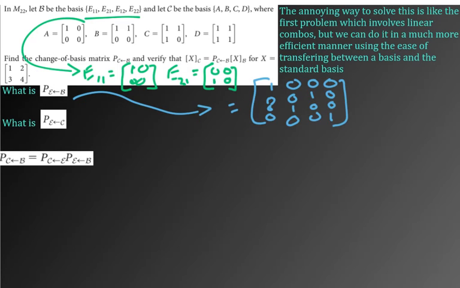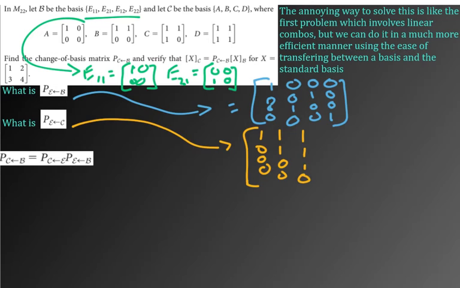So that's really easy to do, right? And then we can do the same thing for this. This one would just be 1, 0, 0, 0. That's just A written as a column vector. 1, 1, 0, 0, B, 1, 1, 1, 0, C, 1, 1, 1, 1, D. So this is kind of the cool trick.